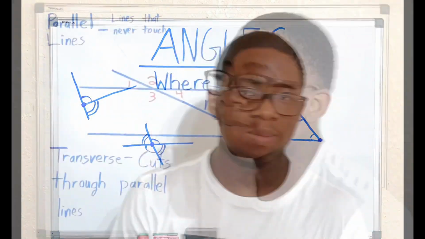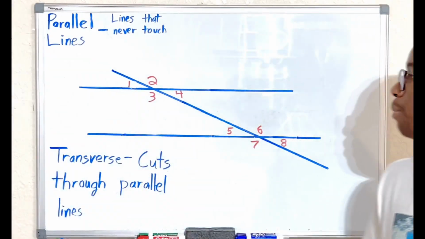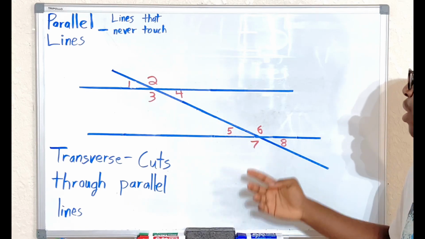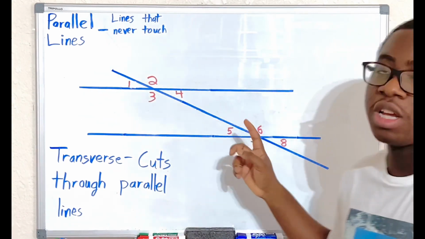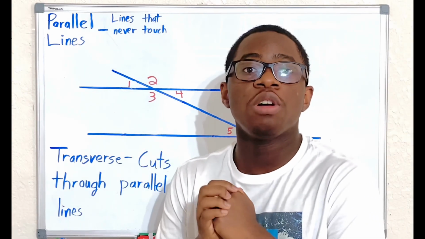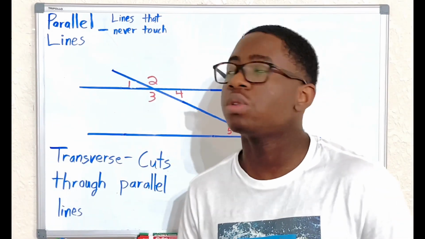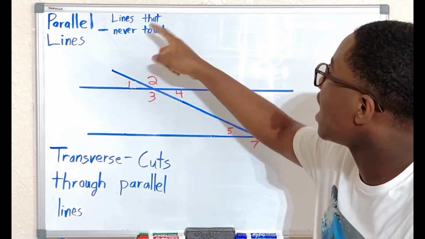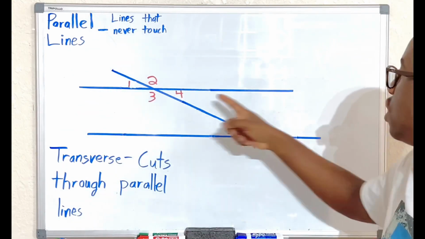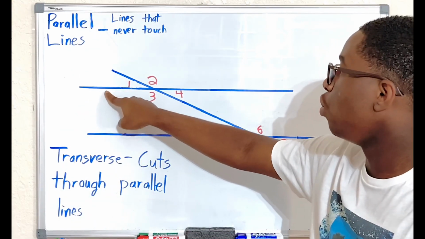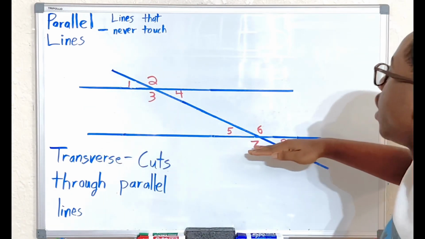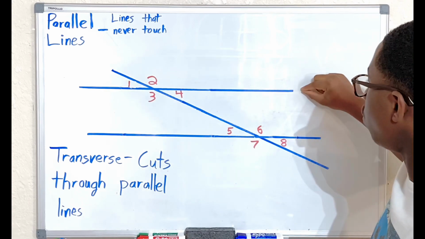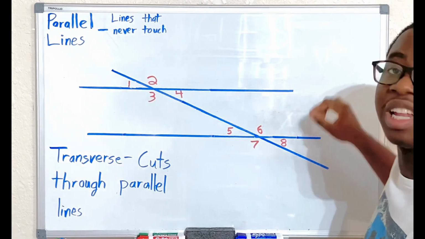Let's get started. Alright, so here I have a picture that you're all probably familiar with. This picture alone, these parallel lines and a transversal, is probably going to get you the most out of what you need for your angles. So what are parallel lines? Lines that never touch. So for instance, these two lines, the one that runs directly parallel to the ground, and this second one right here. So these lines, 1 and 2 right here, they never touch.